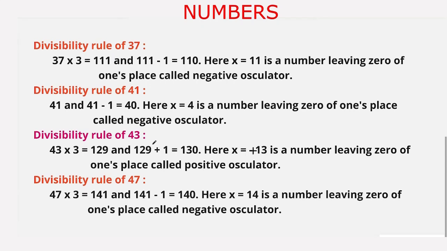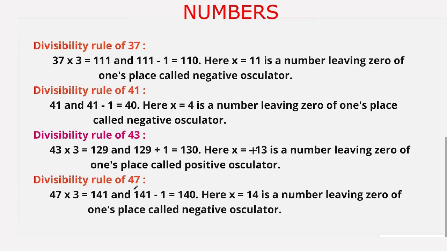Divisibility rule of 43, and we have to find a multiple of 43 which is ending with 9 or 1, and that number is 43 multiplied by 3 is 129. Now 129 plus 1 is 130, and after leaving this 0 we get x equal to 13, and 13 is positive oscillator because we are adding plus 1 to 129 to make it 130.